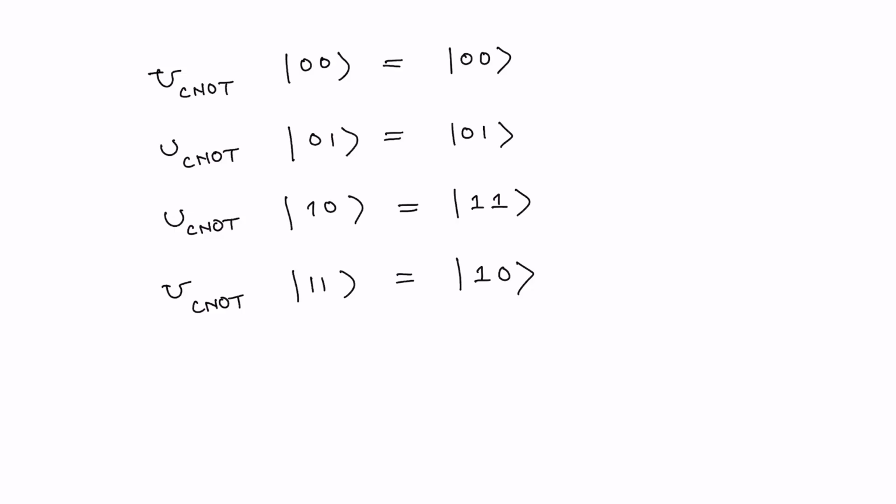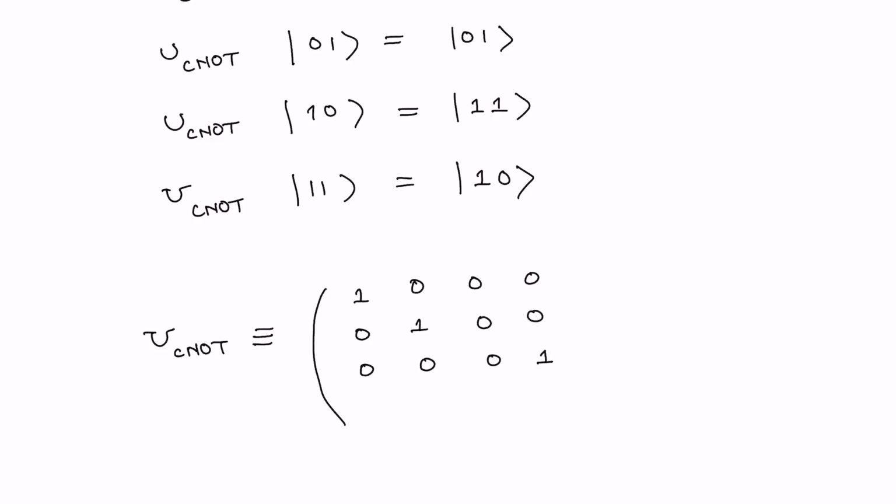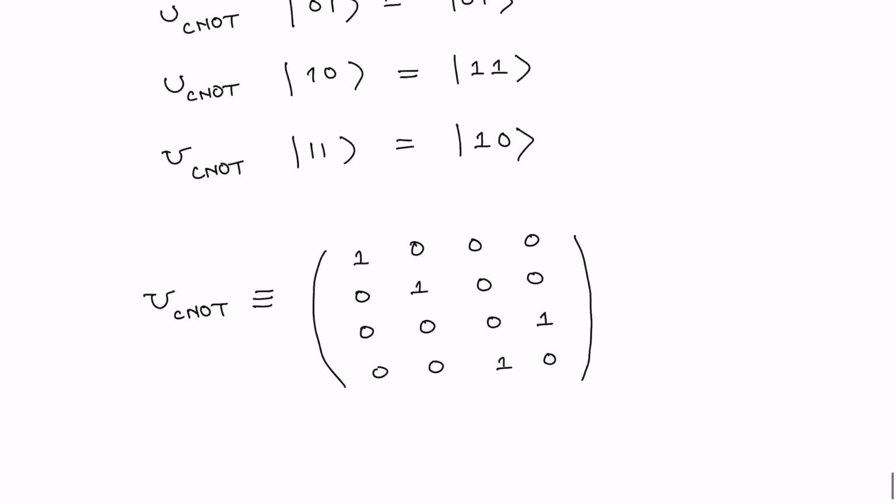Now this helps us to write the matrix representation of the CNOT gate, and I think you can easily make it out. It would be 1 0 0 0, 0 1 0 0, 0 0 0 1, 0 0 1 0. I urge you to find it yourself that, yes, indeed this is the matrix representation of the CNOT gate.